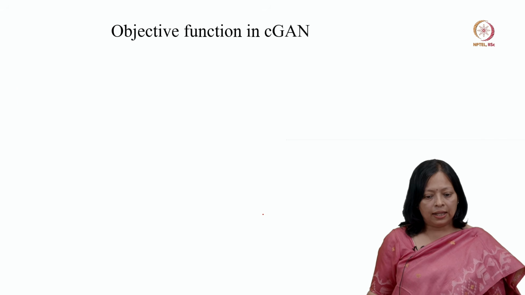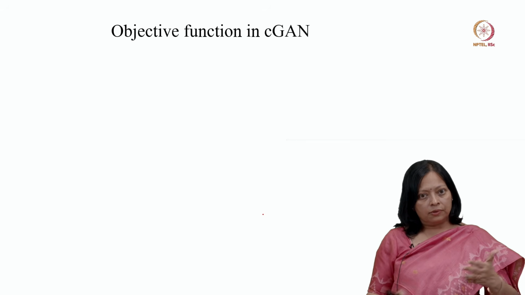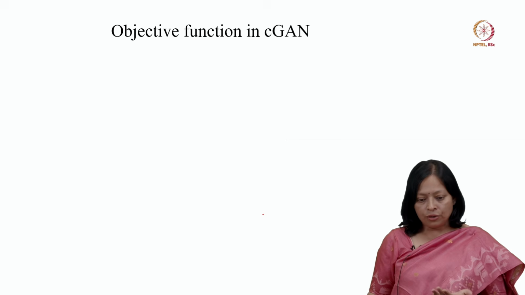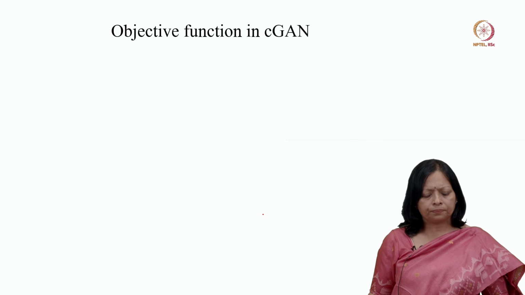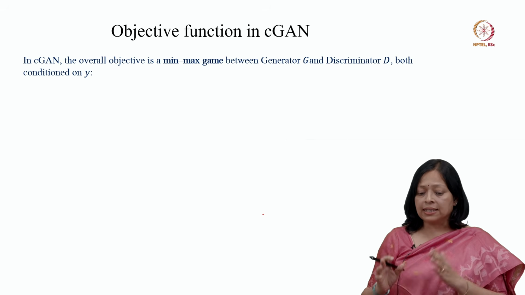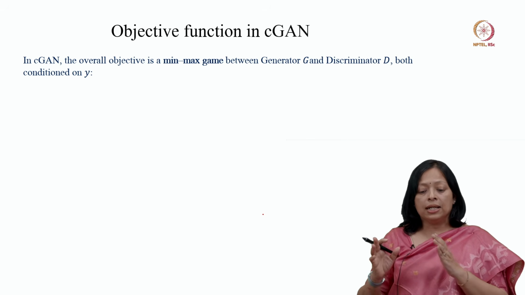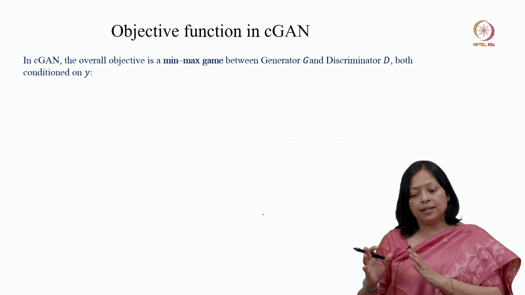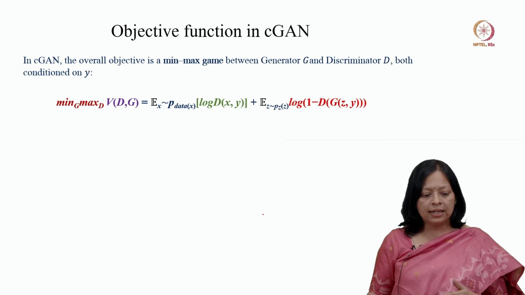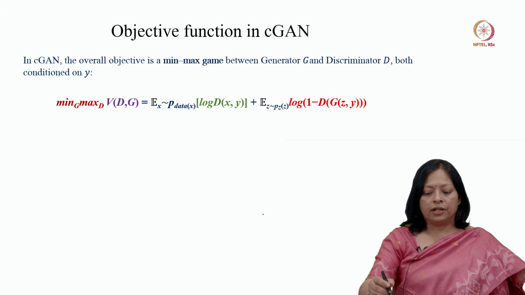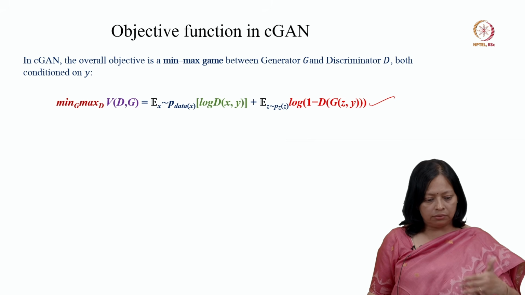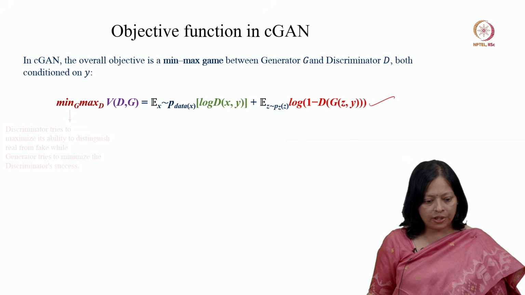Now, we have seen the discriminator loss and the generator loss, then we are coming to the objective function of CGAN. In CGAN the overall objective is a min-max game. It is a minimax game between the generator G and the discriminator D, both conditioned on y. So, this is the objective function, it looks like this. I will explain each and every term of this expression.